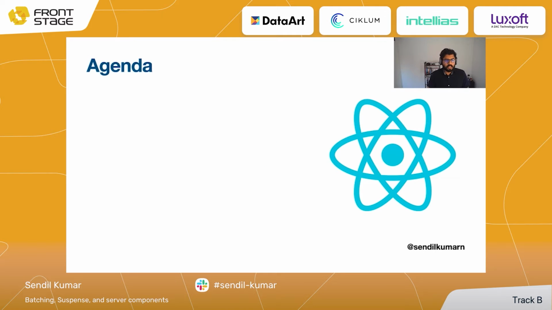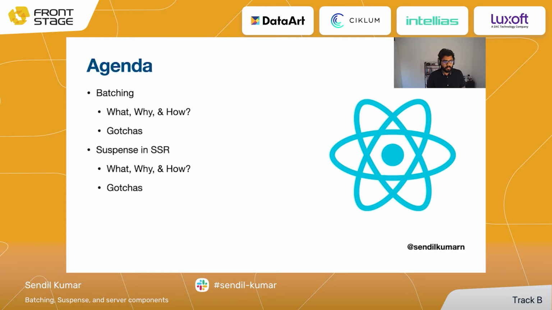So what we're going to see today: we're first going to see batching. In batching, we're going to talk about what, why, and how, and also a few considerations that you have to take into account when you're writing a React component, and how to eliminate batching or how to add batching if that is what is required.